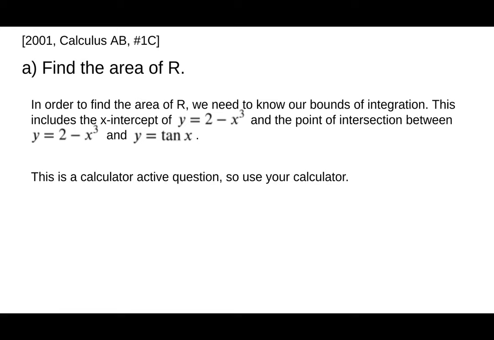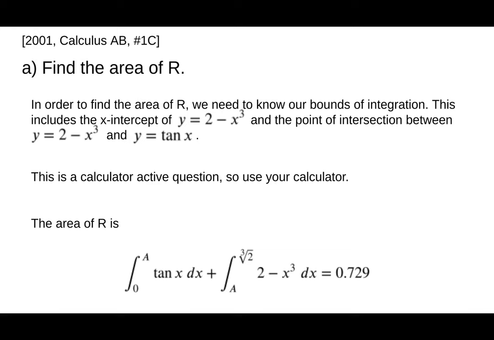All right, so because this is a calculator active question, use your calculator. Don't try to do this by hand, that's silly. So the area of this region R is going to start with the integral from 0 to A of tangent x dx. And then we're going to add to that the integral from A to the cube root of 2, in other words, from the x coordinate of the point of intersection to the x-intercept of the function 2 minus x cubed. And I'm just going to have my calculator do that work. That turns out to be 0.729. So that's the area of region R. That's all we have to do for that.